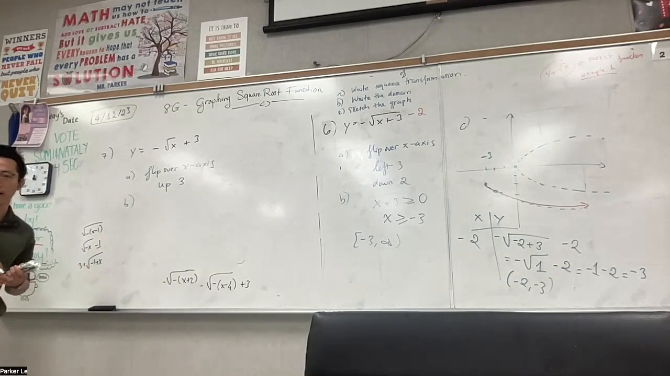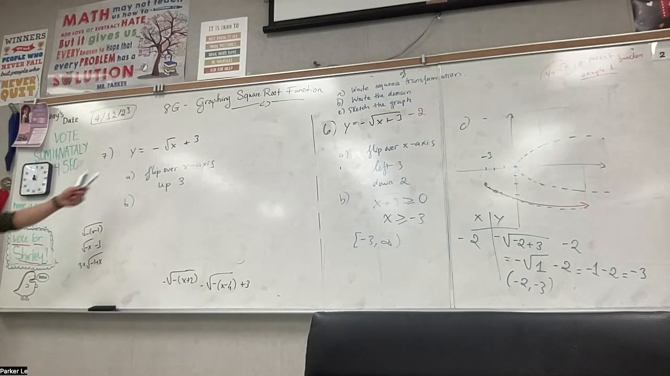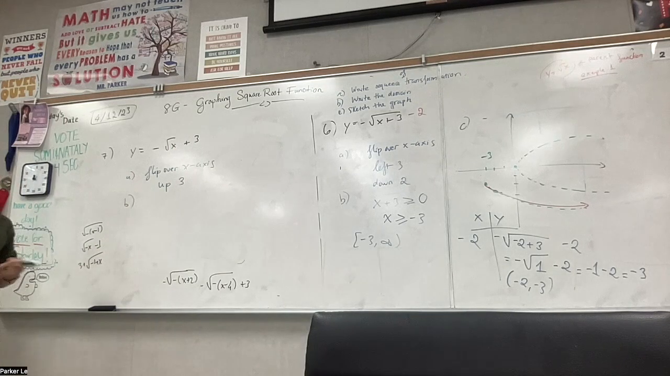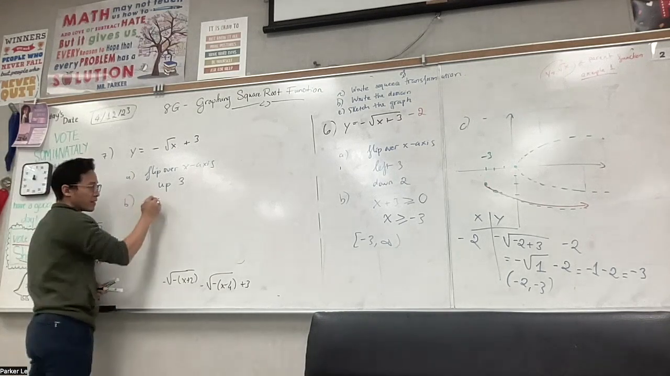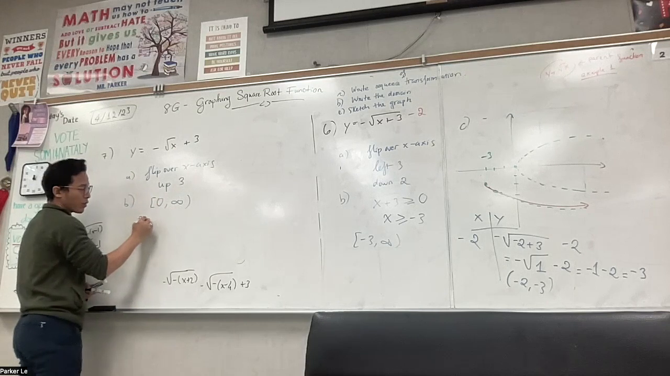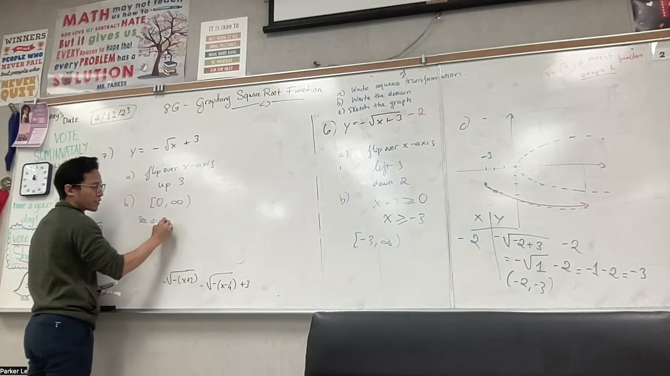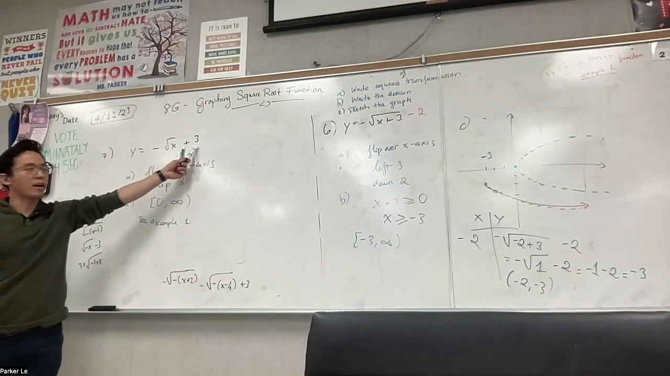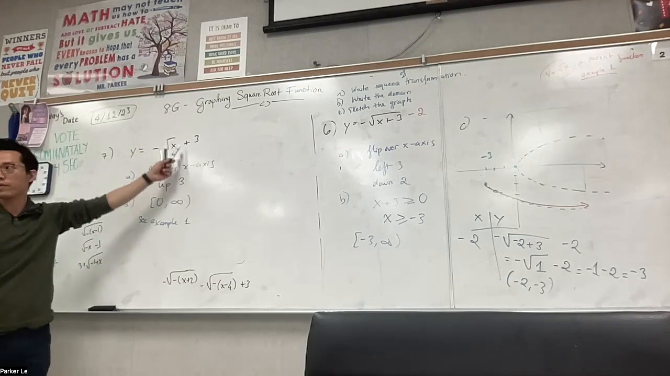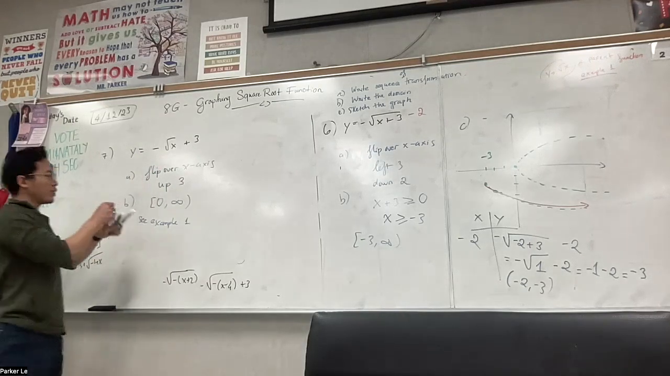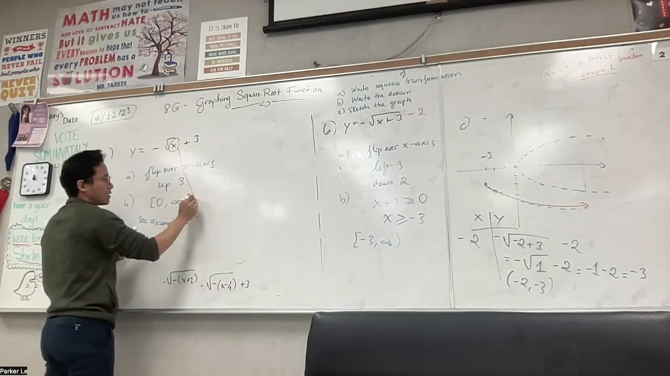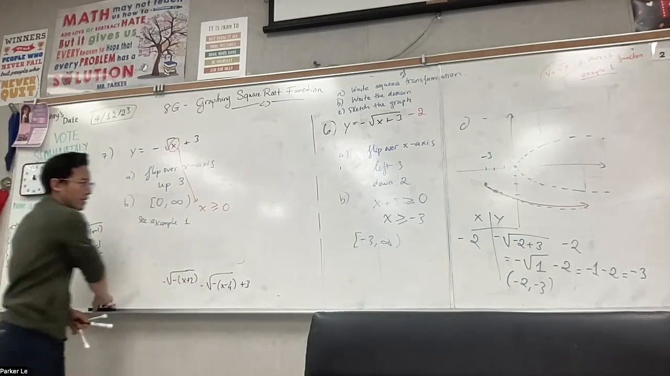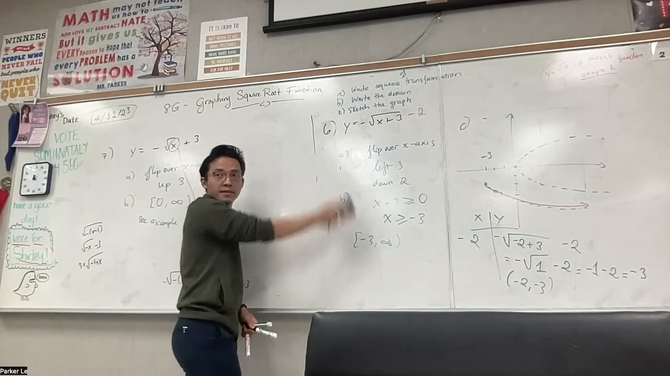What is the domain? This is the same as the parent function, right? So what is the domain? 0 to infinity. Exactly, 0 to infinity, because this is exactly the same as the parent function. There's nothing inside the square root. The number 3 outside doesn't matter. We only care about the number inside the square root. What you need is the inside to be larger than or equal to 0. So that's how we got 0 to infinity. Okay. Can I erase this now? Yeah.